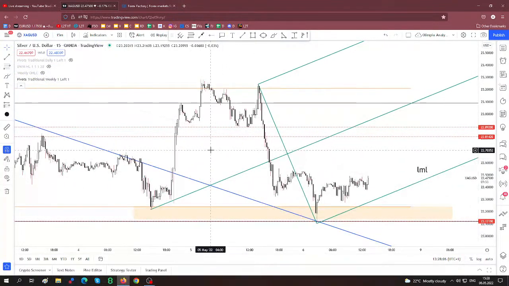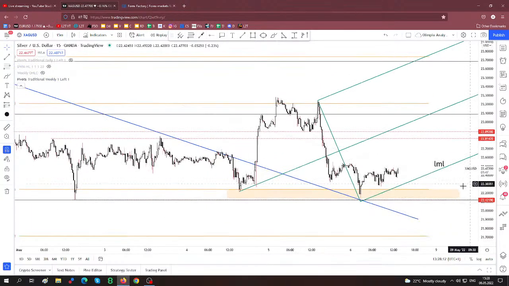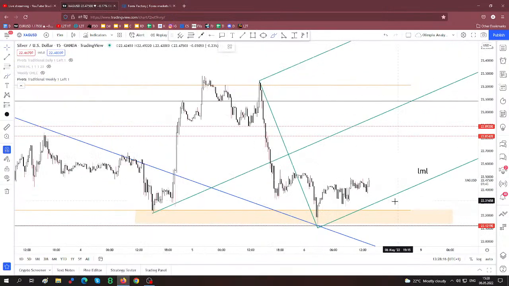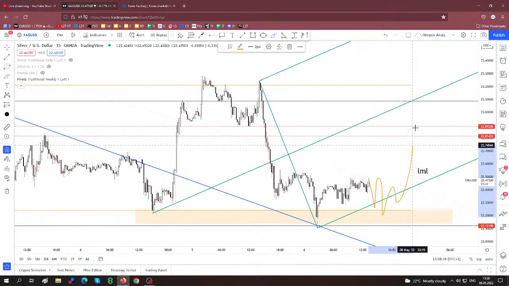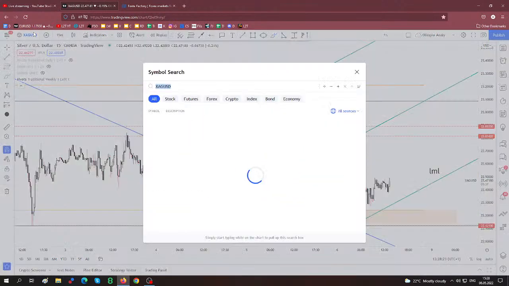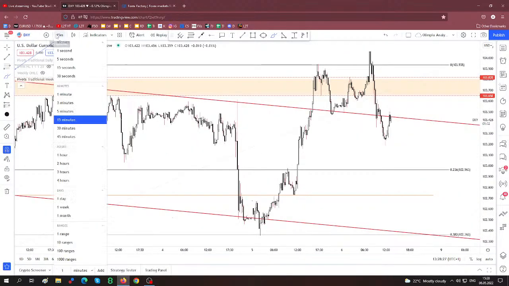So earlier I talked about silver, guys, and I said that I want confirmation. Unfortunately, the price is still there. I would have liked to see a test, retest here before developing a leg higher. So right now I don't have something really good in silver. Let's take a look at the dollar index.